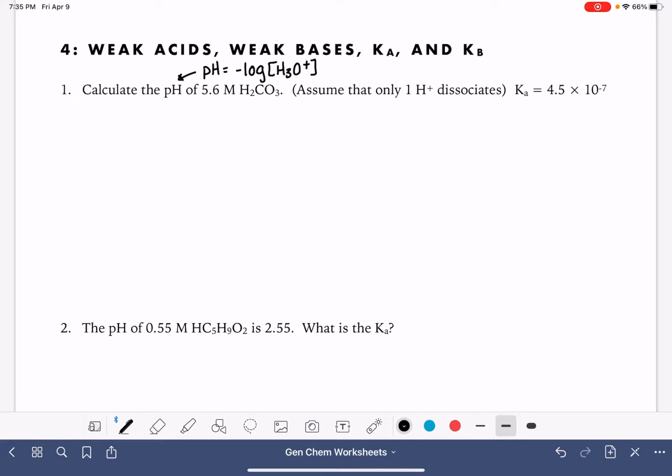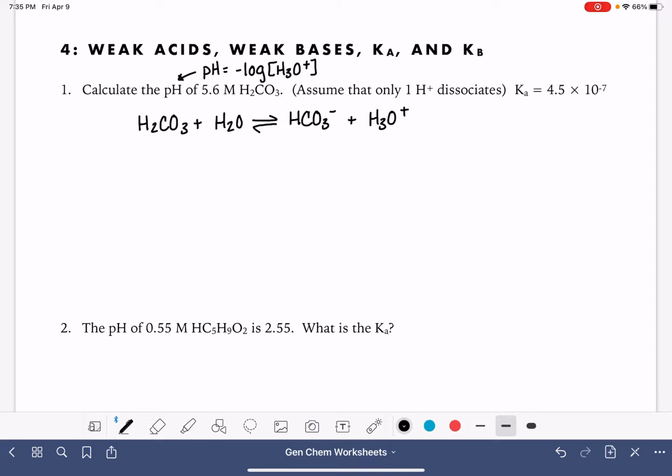So we have to figure out how much H3O+ is going to be produced by a 5.6 molar carbonic acid solution. And the way that we go about doing that is by making an ICE table. H2CO3, our acid, reacting with water. This is going to be an equilibrium reaction because it's a weak acid. The products of this reaction are HCO3- and H3O+.